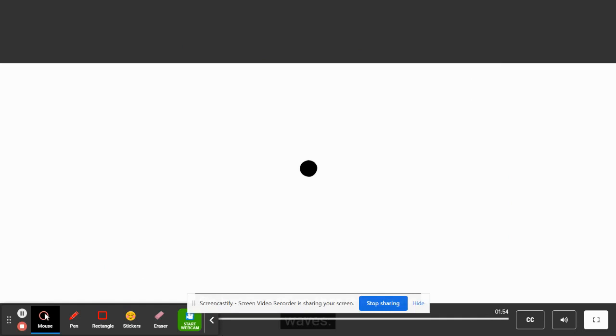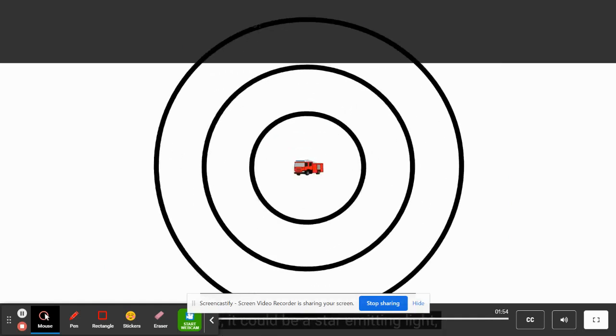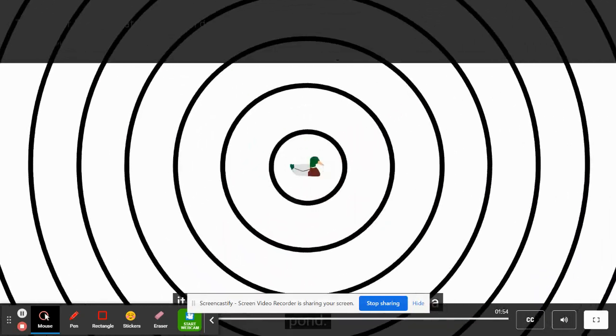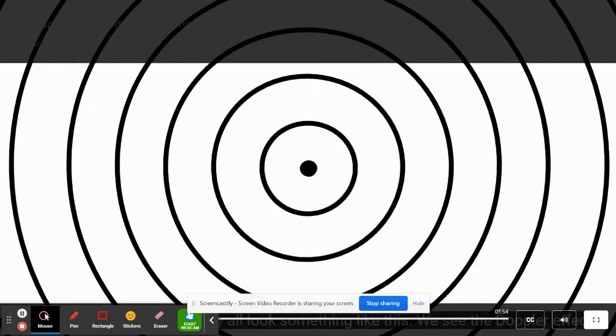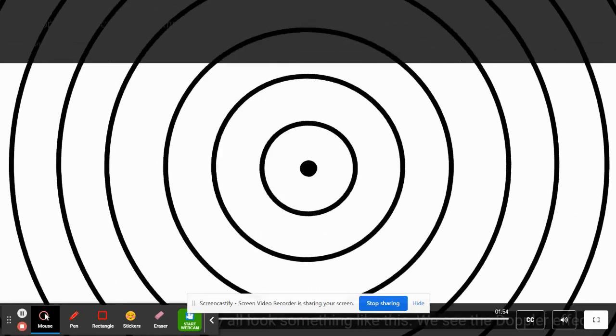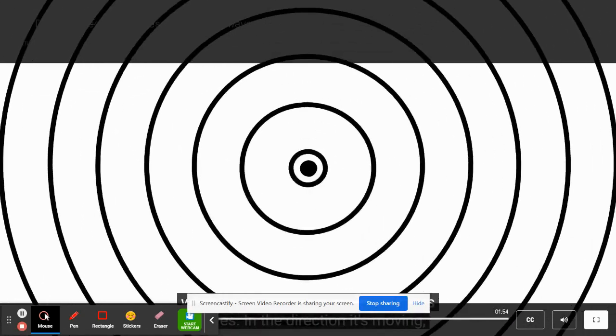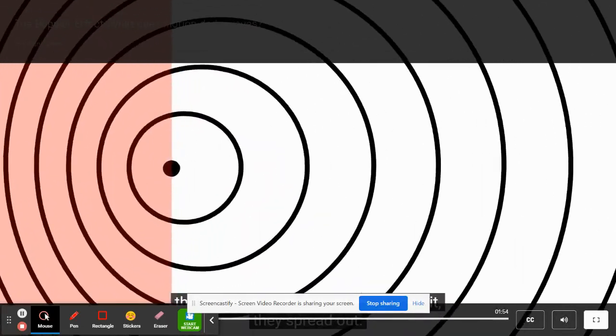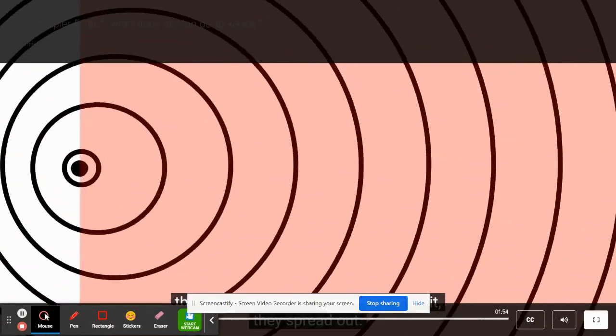So here's a thing that is emitting waves. It could be a fire truck emitting sound, it could be a star emitting light, it could be a duck creating ripples on a pond. Those are all waves, and they all look something like this. We see the Doppler effect happening when the thing that is emitting waves moves. In the direction it's moving, the wavefronts bunch up, and behind it, they spread out.